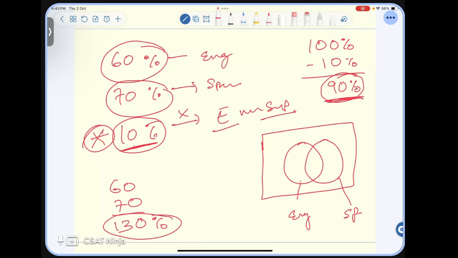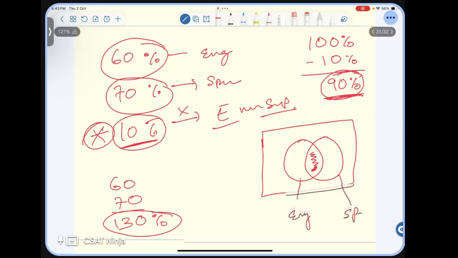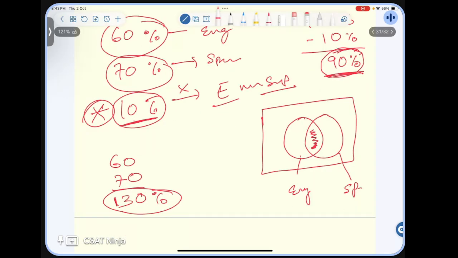So what is asked? What percentage of the town speaks both English and Spanish? That simply means that in this sharing area, there will be some group of people who speak both languages. So from this 130%, I'll subtract that 90%, which will give me how much?